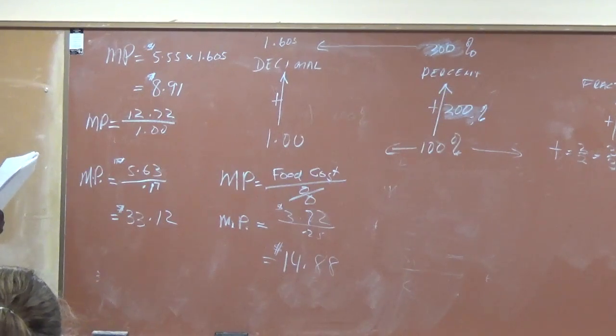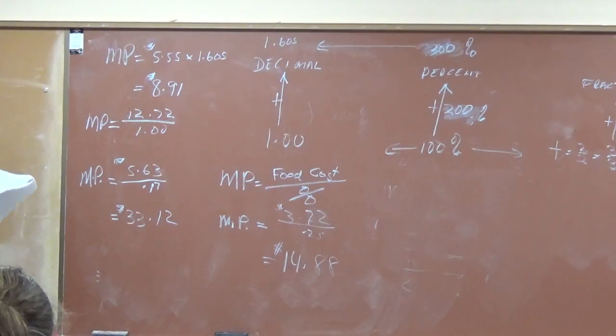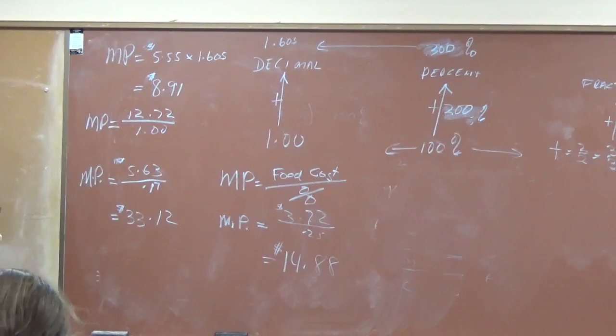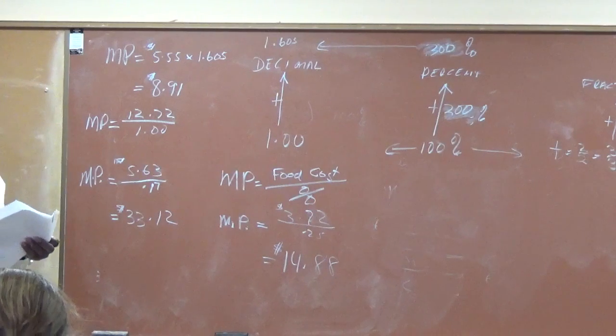So if they say multiply by 5, you just multiply by 5. Right? Any questions on pricing? Okay, that's okay.